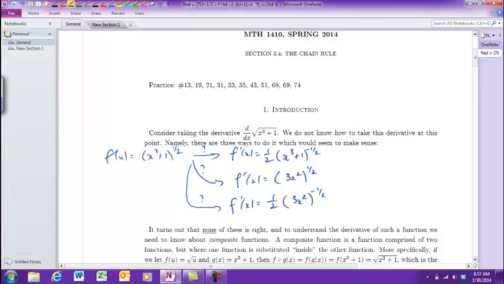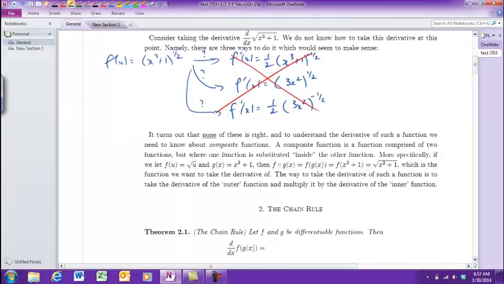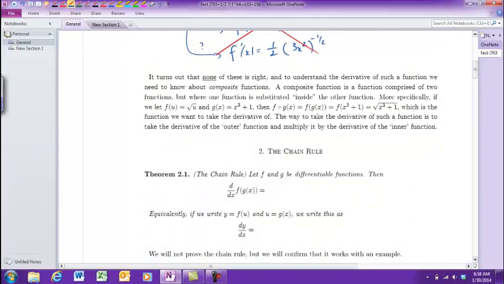And which one of these is correct? Turns out none of them. All wrong. Every single one of them is bad and incorrect. And to understand the derivative of this function, you need to know a little bit more about composite functions. So a composite function is a function comprised of two functions. One of the functions is substituted inside the other function.